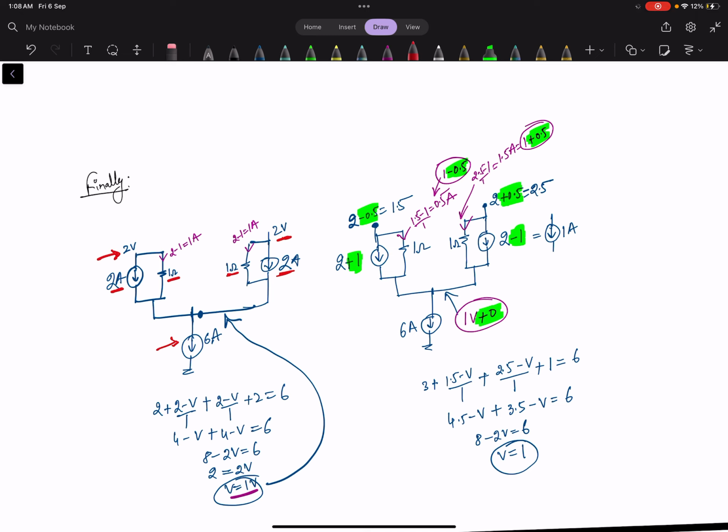From this we can do the KCL and find the value of this voltage, and it will be 1 volt. The current through each resistance comes out to be 1 ampere. So this is 1 volt, this is 1 ampere, and this is 1 ampere.